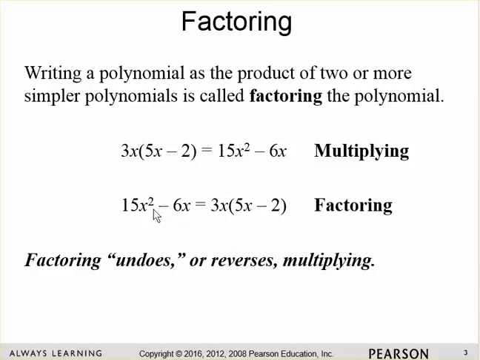And so we look at both of the terms and see what they have. This 15, its prime factorization, if you broke it into its primes, is 3 and 5. And 6 is going to have a 2 and a 3. So they both share a 3. And they also both share an x. So you can factor out that 3x, and then what you write inside the parentheses is what's left over.